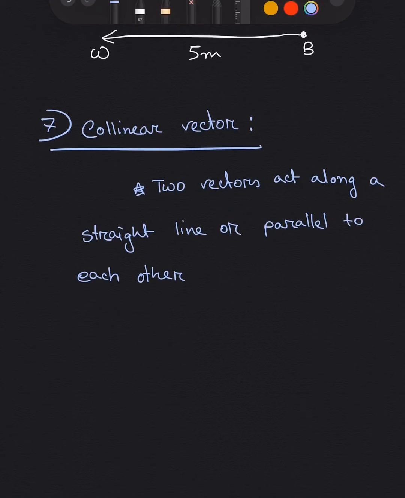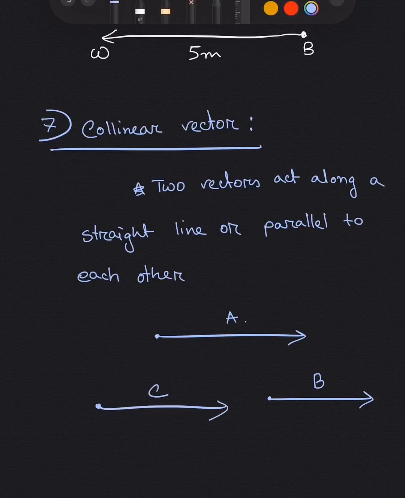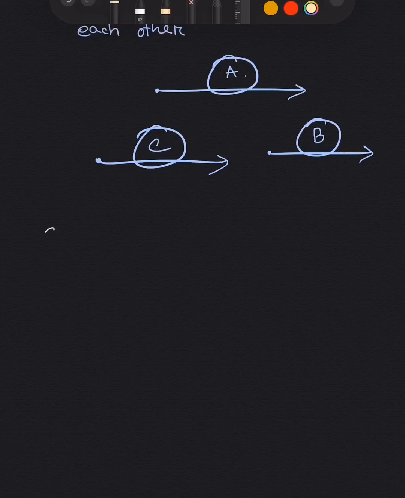In this case, suppose A is starting from point A here, and B is starting from here, and C is starting from exactly behind B, from here, C. In this case, C and B are following the same straight line, while A is parallel to B or C vector. In this case, these three vectors, A vector, B vector, and C vector, are all called collinear vectors to each other. Now coming to our eighth type of vector, which is coplanar vector.